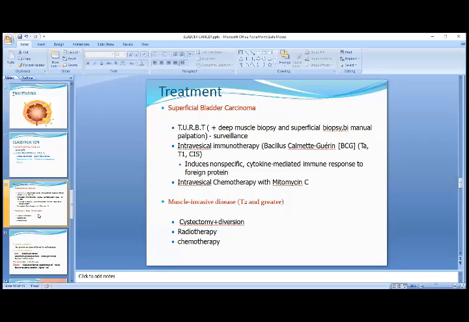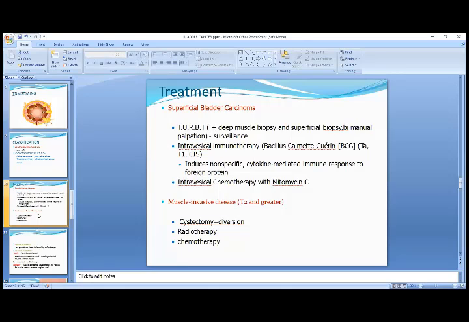So TURBT plus intravesical BCG is the treatment option available for superficial bladder tumors. Intravesical chemotherapy with mitomycin has less role as compared to BCG. So usually, in the latest research and papers, TURBT with intravesical immunotherapy is the treatment of choice for superficial bladder cancers.